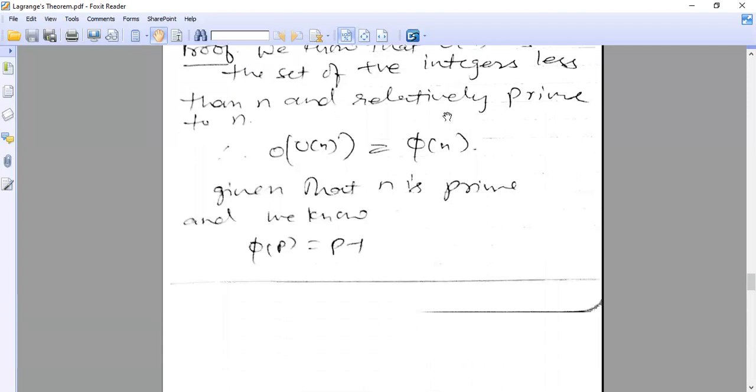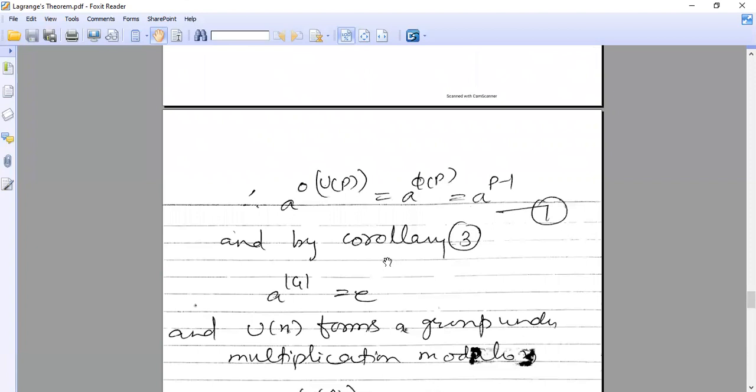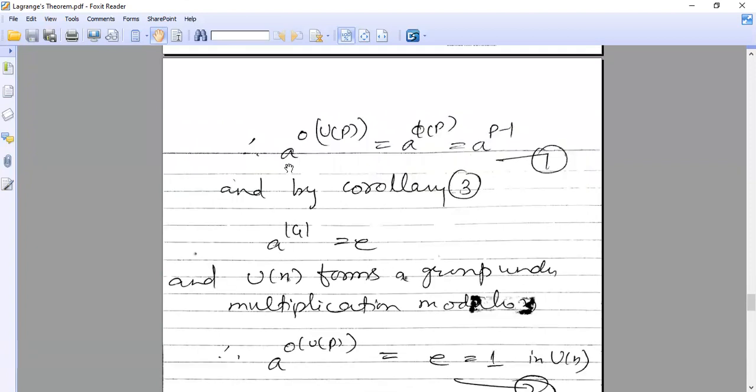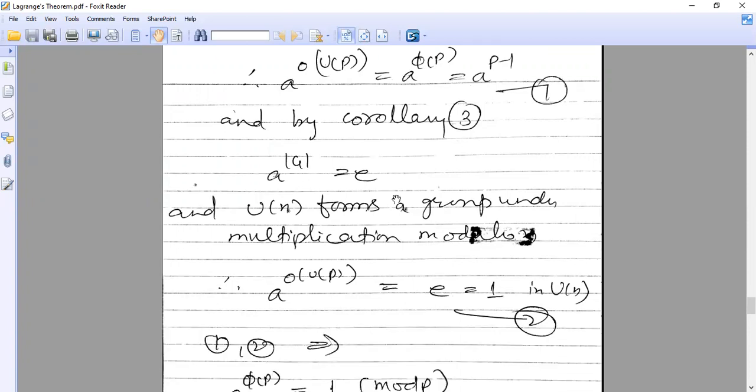Now, given that n is prime, phi p is equal to p minus 1, as I explained earlier. Therefore, a to the power order of Up. The order of Up is phi p. So a to the power order of Up is equal to a to the power phi p, and phi p is p minus 1. Suppose this is 1. And by corollary 3, we have proved that a to the power order of G is equal to identity. And Un forms a group under multiplication modulo n, which we have already seen.